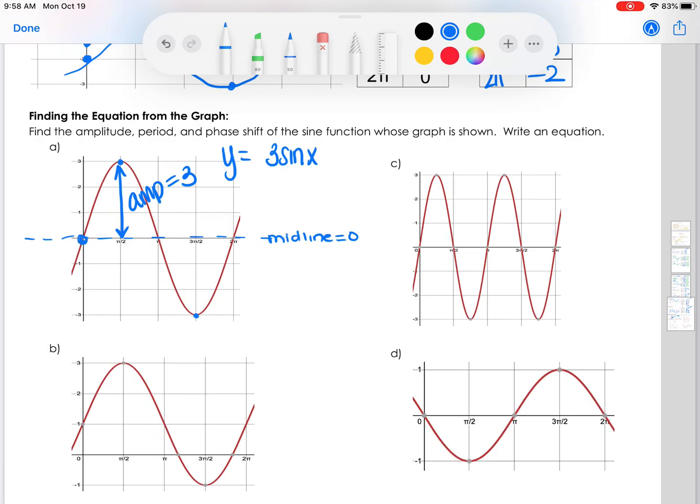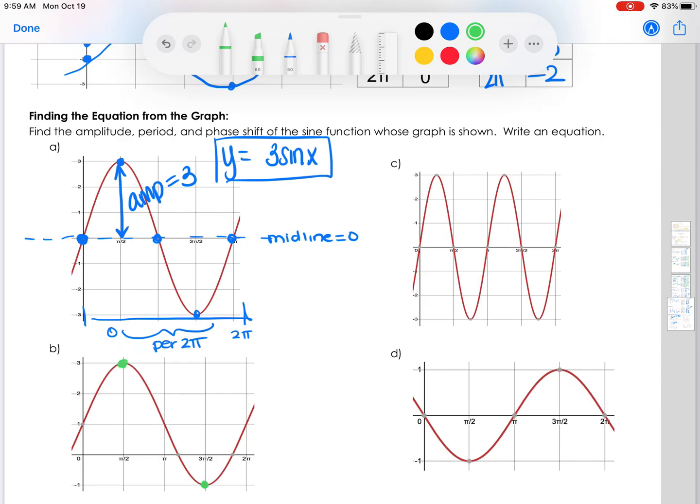What I do also want to note is, do I have a change in my period? What is my period? I have to have all 5 of those points happen to complete the period. And it looks like I'm going from 0 to 2 pi. So 0 to 2 pi, that means my period is 2 pi, which is the normal period for sine. So nothing is changing there. And since I am starting at 0, 0, I know I am not shifting at all. So y equals 3 sine x. That's it.